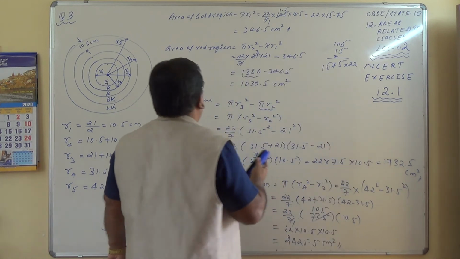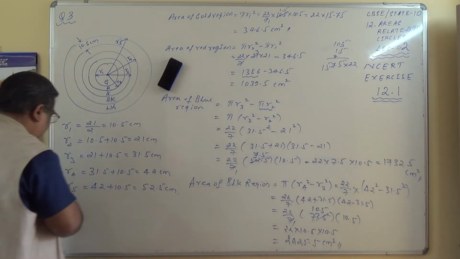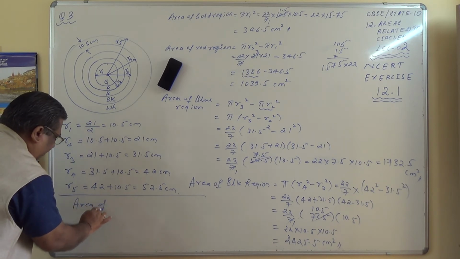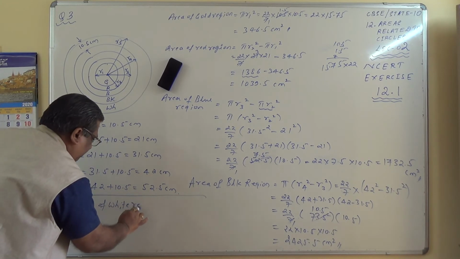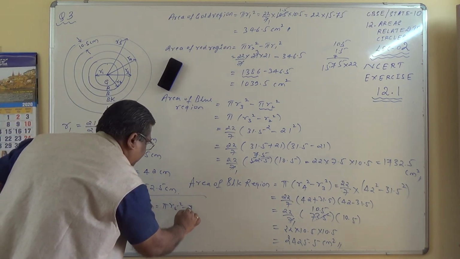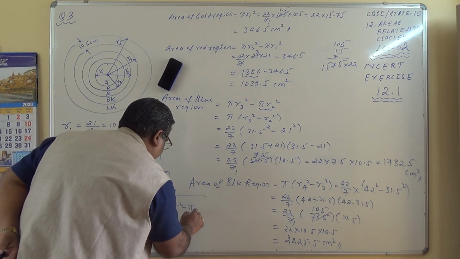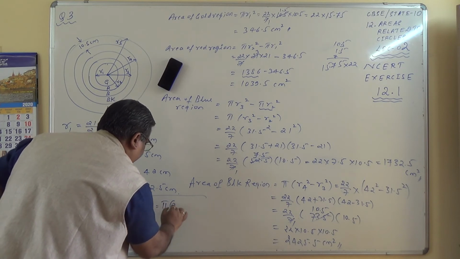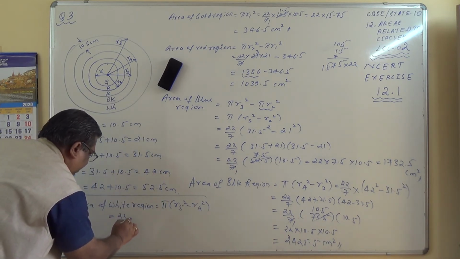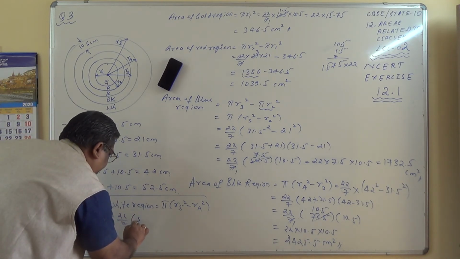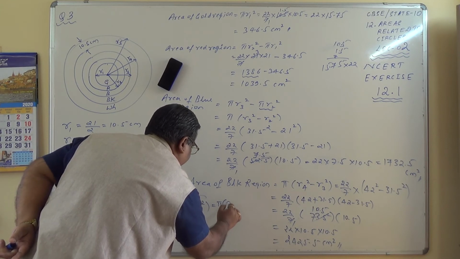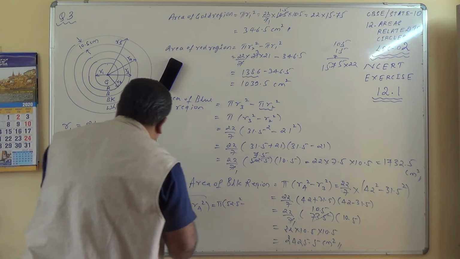Next is area of white region. Area of white region is equal to pi r5 square minus pi r4 square, or I'll take this way, pi into bracket r5 square minus r4 square, which is equal to 22 by 7 into 52.5 the whole square minus r4 square, 42 square.